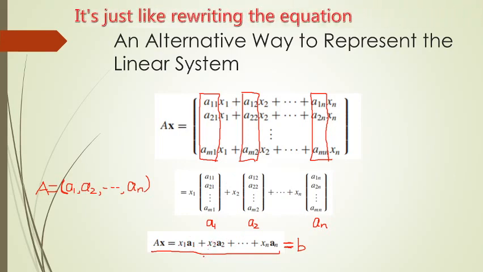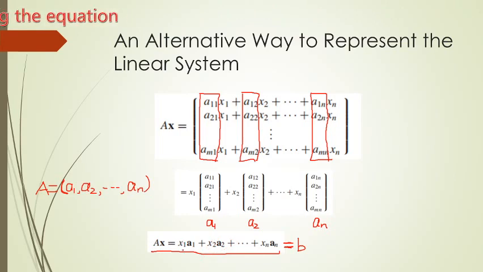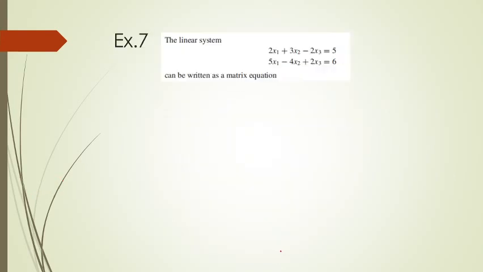Like rewriting the linear system: x1 times the first column plus x2 times the second column plus xn times the last column, the nth column. So here, the linear system can be written as a matrix equation.